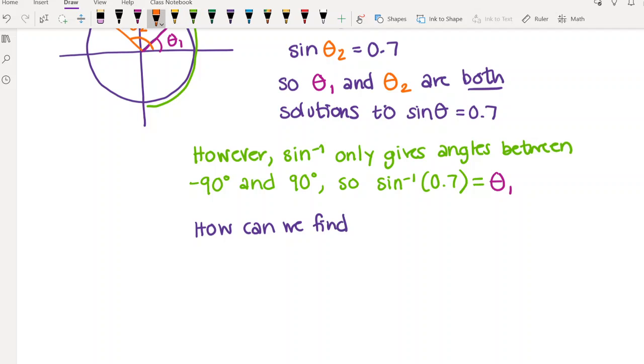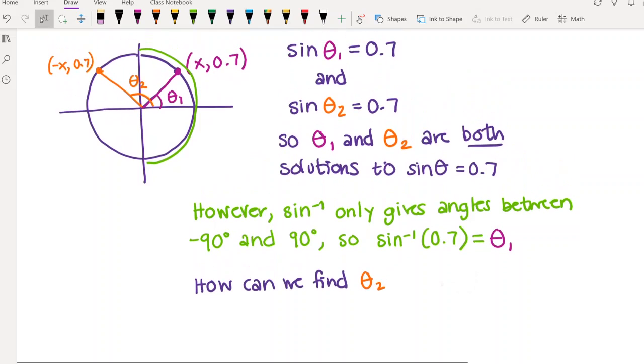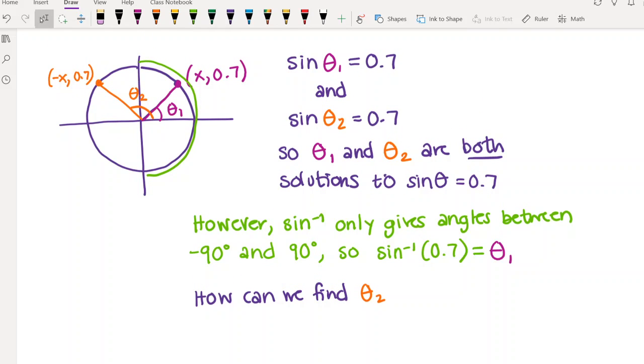And don't worry, at the end of all of this, there will be a rule that you can always use, but I really want you to understand where that rule is coming from. So how can we find theta 2? Well, looking at our picture here, and I didn't do the best job with the symmetry, but this angle that I'm highlighting in blue is the same as this angle here, right? Because these two angles are basically symmetric across the y-axis from each other.